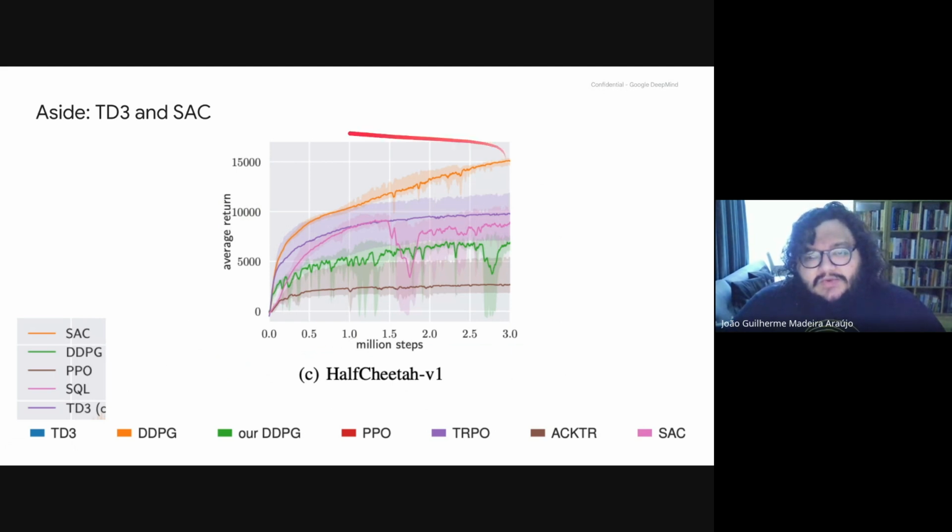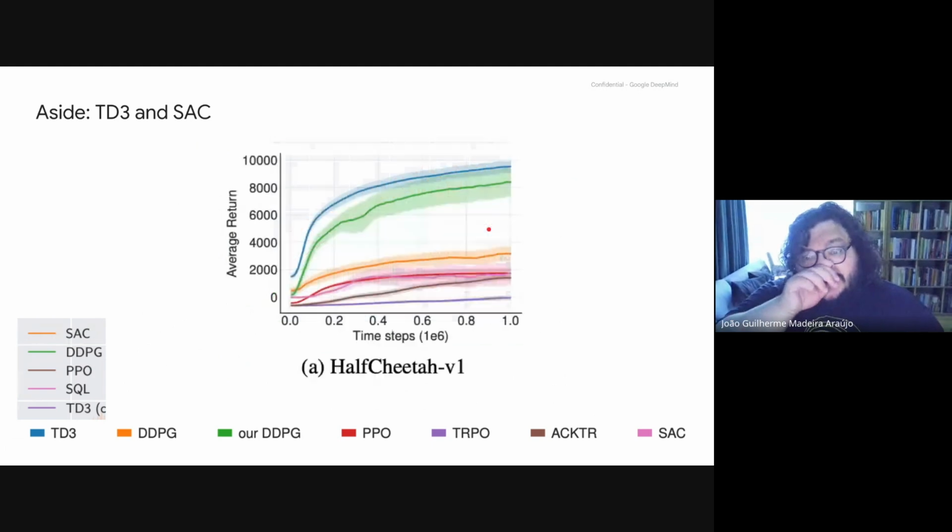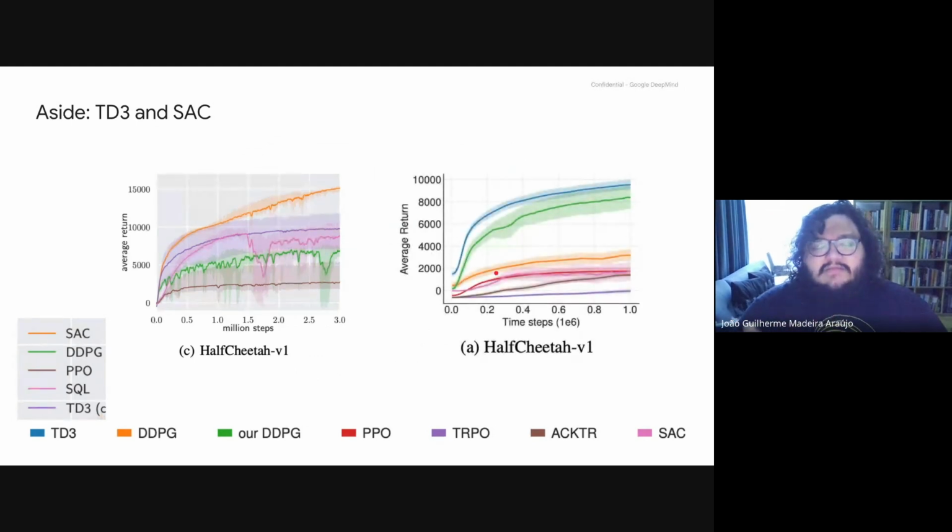And here we go to another environment called HalfCheetah. And once again, this is the SAC paper. SAC is at the top. And in this case, TD3 is again second place. And then we look at the TD3 paper, and TD3 is at the top, and SAC is extremely at the bottom. And you can see it side by side now. And yeah, what's going on? So what the hell is going on here?